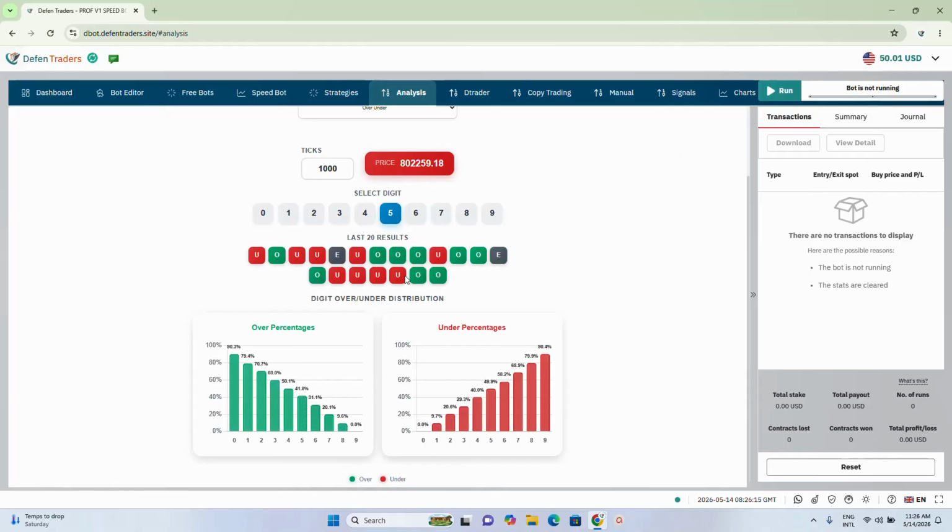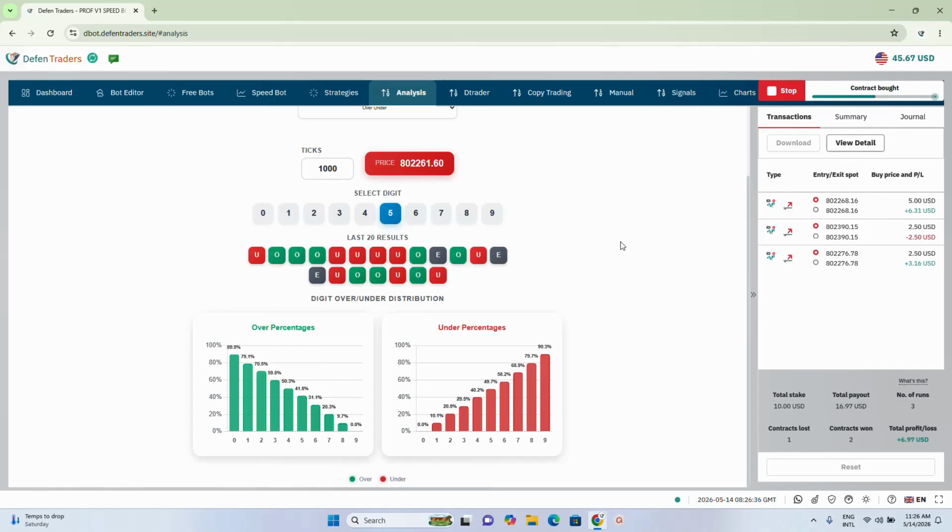So entry point is when I see 3 or 2 unders, UU. Okay, so I run the bot, that's a good entry. So it's a very good entry on the over 5 market. 2 or 3 unders will definitely give me a very good win on my over. And you can see the massive recovery on that part.